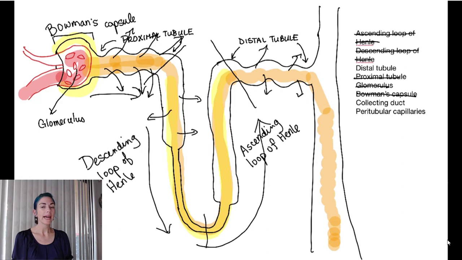And so the fluid that is left goes down and becomes urine. So we call this final tubule the collecting duct because it's collecting the leftovers to become urine.